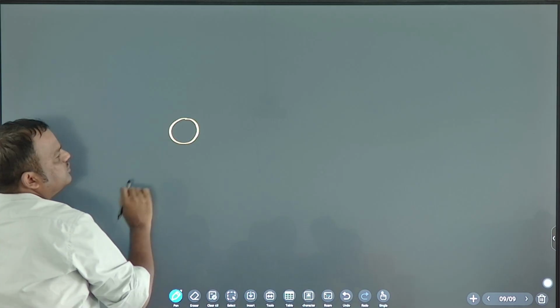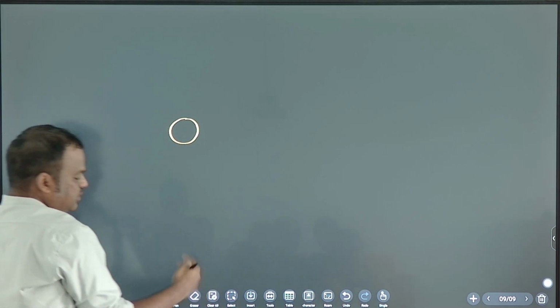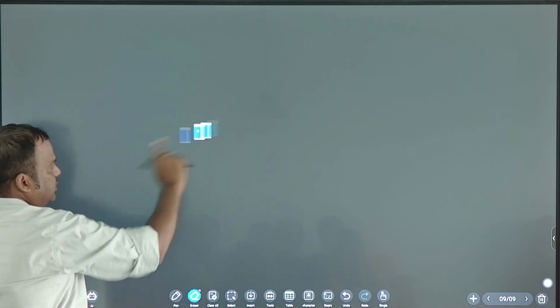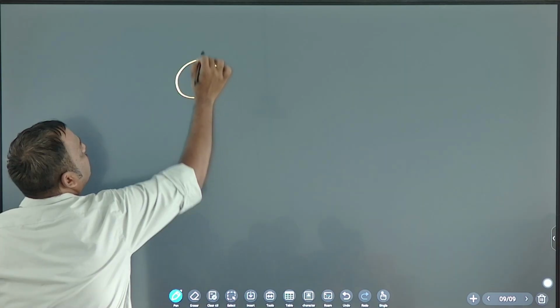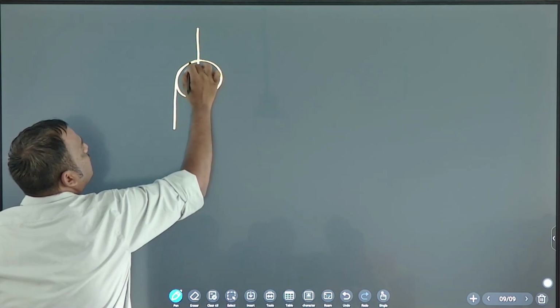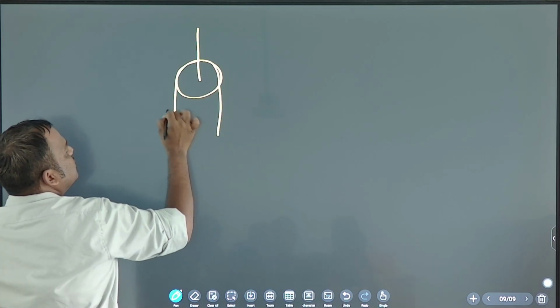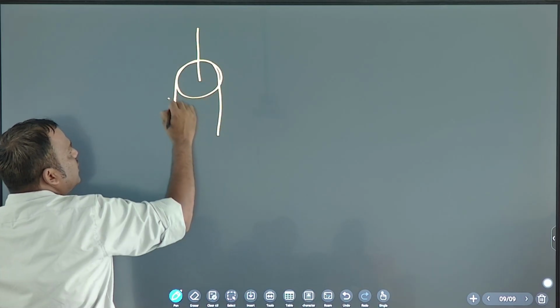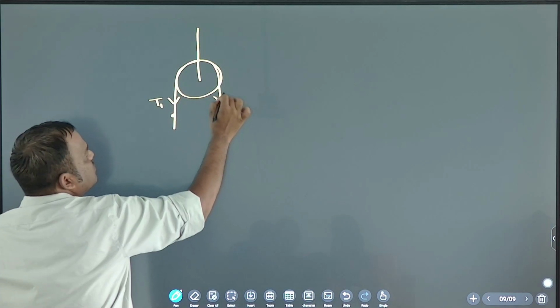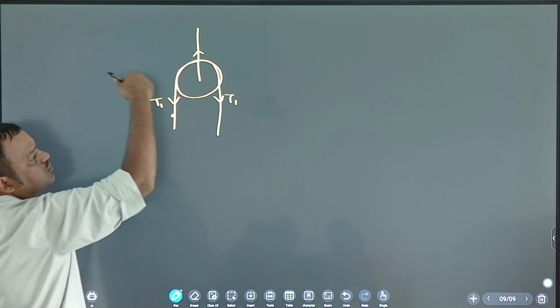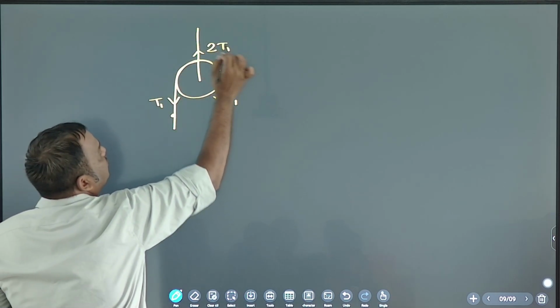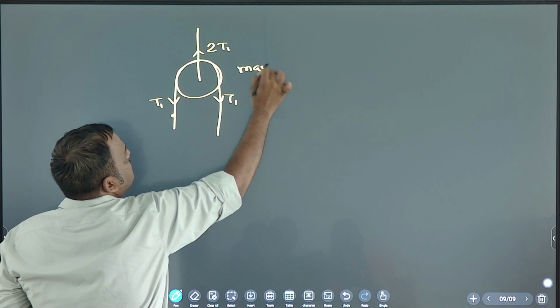Now answer this. Suppose this is the pulley. Now we are doing one question on laws of motion. What about tension force? Suppose this is the pulley and one string here and one string here. This string is pulling with tension T1. So what is the tension here? T1. So what is the tension here? Tell me. 2T1.